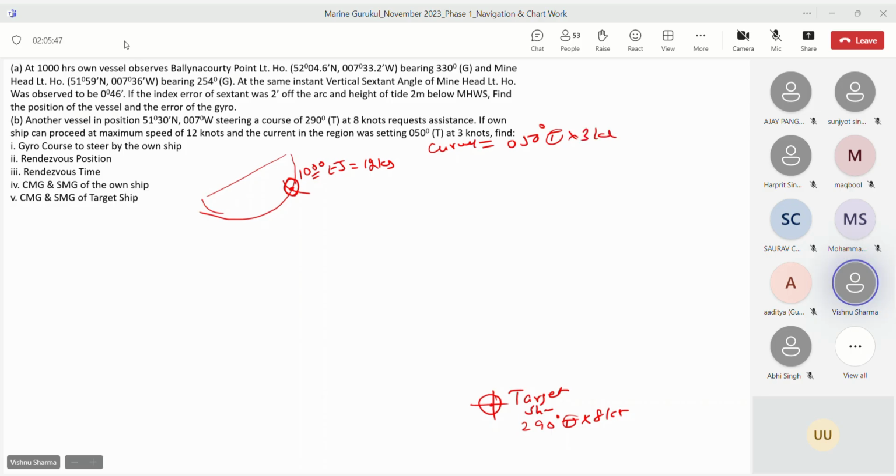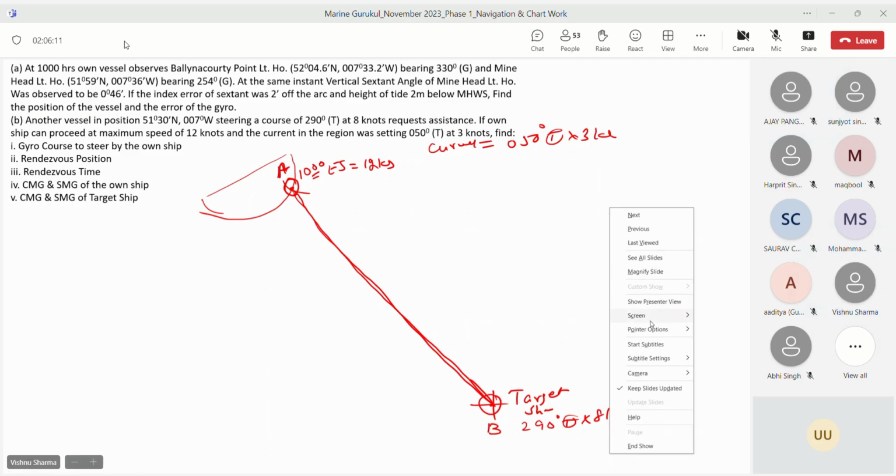Guys, based on the notes you have taken, I'm sure you'll agree this is point A. Yes or no? Yes, sir. This is point B. Am I right? This will be the relative line of approach AB. Correct, beta? Does everybody agree? Yes, sir.